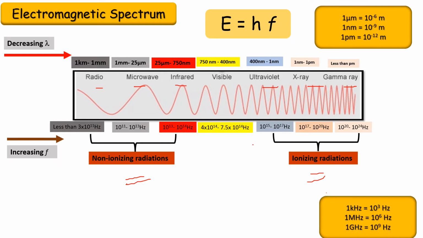Now one more term, that is hertz, which is the unit of frequency. We frequently use the terms 1 kilohertz, 1 megahertz, 1 gigahertz. So 1 kilohertz means 10^3 hertz, 1 megahertz means 10^6 hertz, 1 gigahertz means 10^9 hertz. So when it comes to hertz, we are talking about frequency. When it comes to micrometer, nanometer or picometer, we are talking about distance or the length of the wave, right?